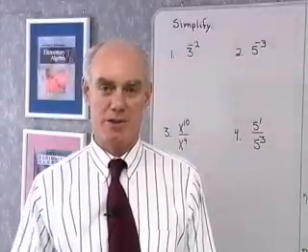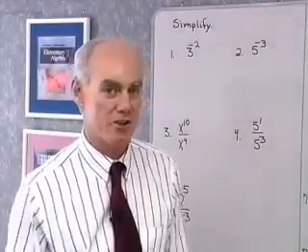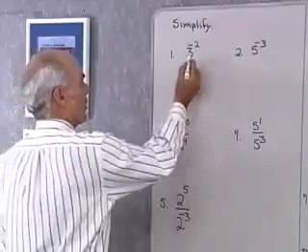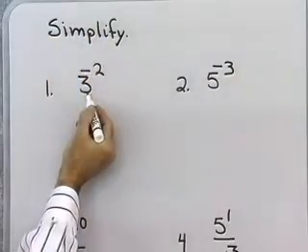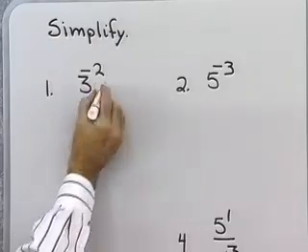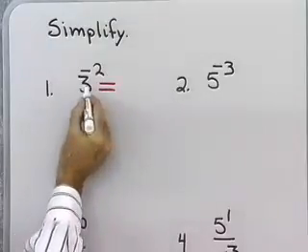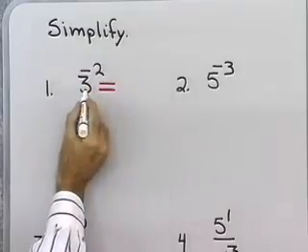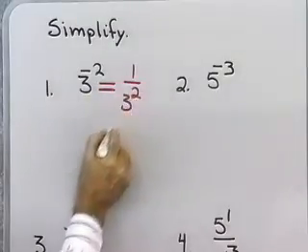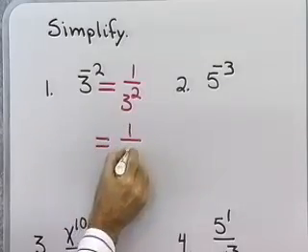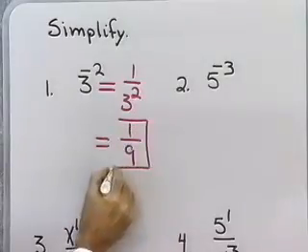Negative exponents will give us reciprocals. That's their definition. Over here I've written on the board 3 to the negative second power, and we want to simplify this, meaning we want to write it without an exponent or with a positive exponent. By definition, 3 to the negative second power is 1 over 3 to the positive 2. Now, 3 to the positive 2 is 9, so I end up with 1/9.